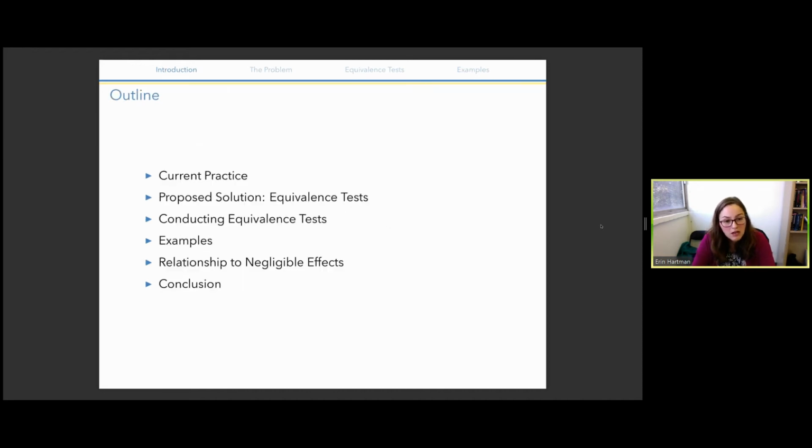So I'll talk a little bit about current practice and how people seem to be conducting balance and placebo tests currently. I'll talk then about our proposed solution, which are equivalence tests, which we see in the bioequivalence literature, and I'll talk about how those tests are structured. And then I'll spend time talking about how to actually conduct an equivalence test for these tests of design. I'll give a couple examples. I'll talk a little bit about the relationship to this recent literature on negligible effects in authenticity.